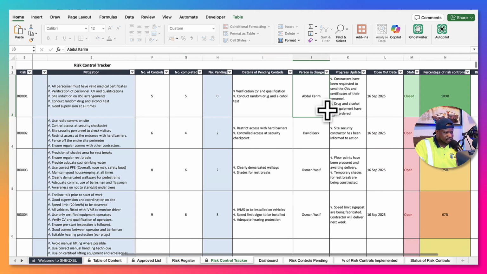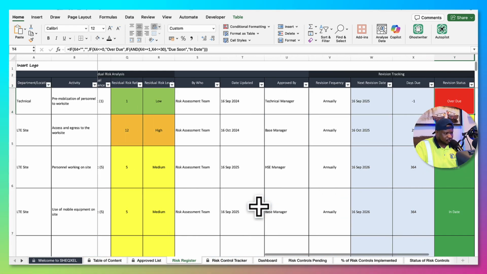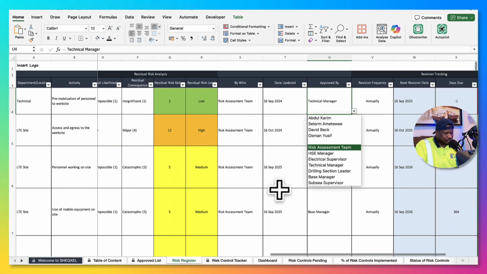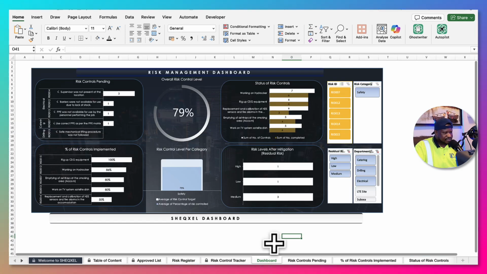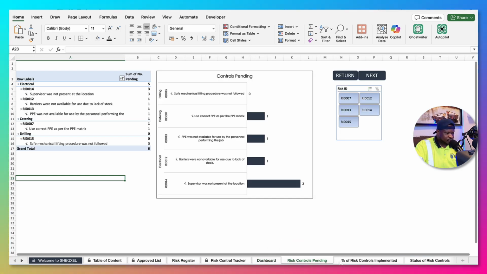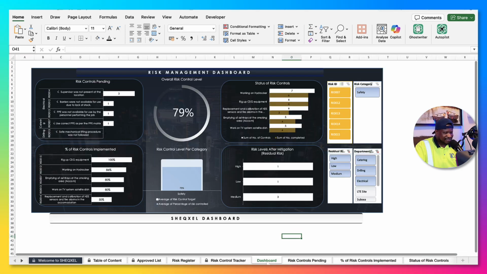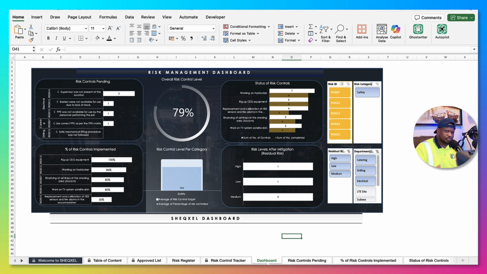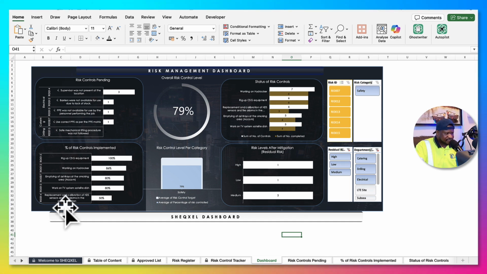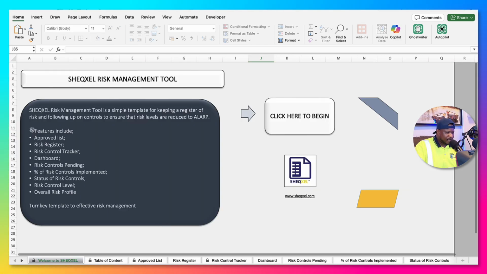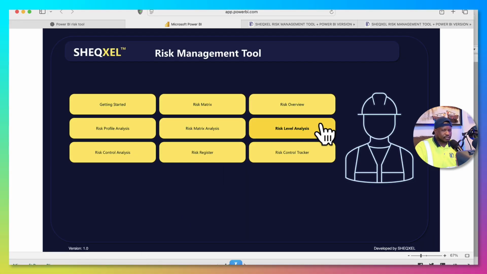So we introduced a drop down list, and this takes its source from the approved list. And in the risk register as well, the approved person is based on a drop down list. So those are the changes we made. Now this stays the same, the dashboard is the same, the controls pending, all are the same. This template is basically looking at the risk control level: how many mitigations, how many have been implemented, what is the score across different risk IDs and activities, and what are the pending controls for various activities and risk IDs, and all of that. That's pretty much it. However, when you go to the Power BI model, then it's a lot more.